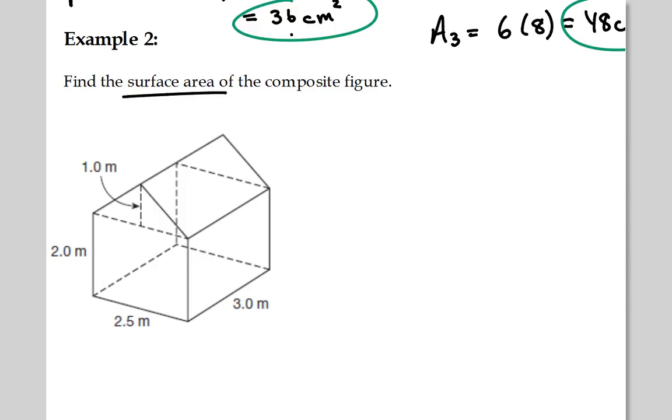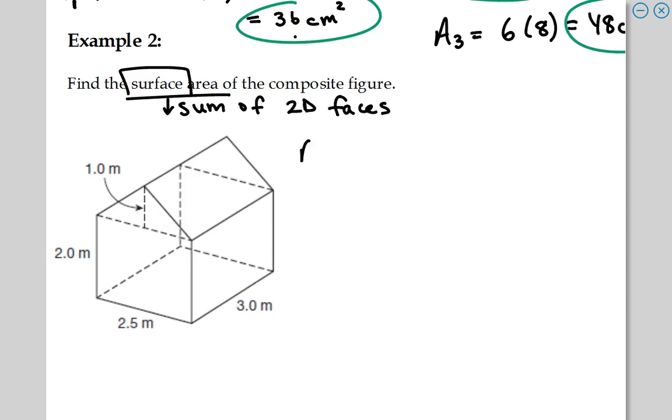Again, surface area is a sum of all two-dimensional faces, sum of 2D faces, on the surface, of course. So those triangles, just do them like you're back in junior high, maybe grade 7 or maybe even grade 6. Area of a triangle. It's not too shabby. Area is base times height divided by 2.